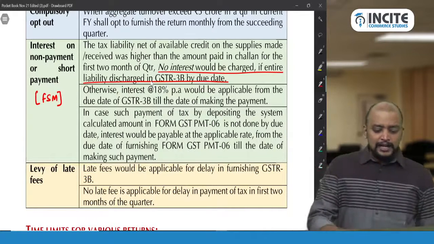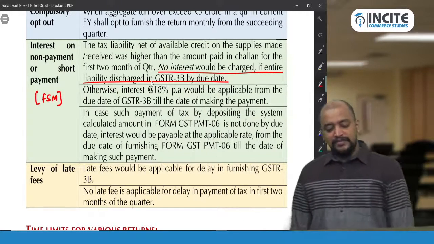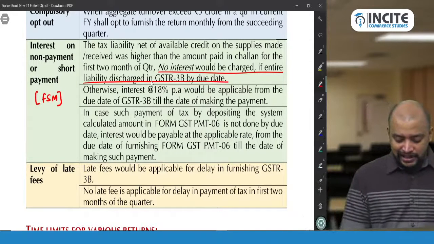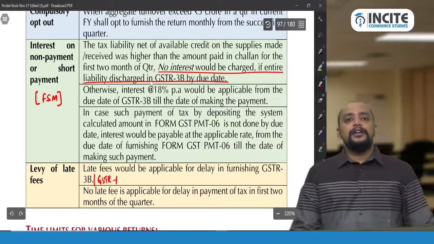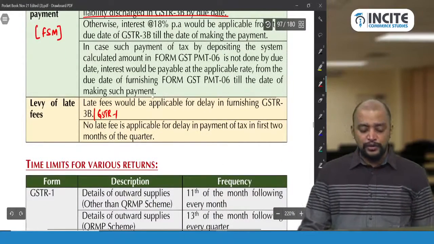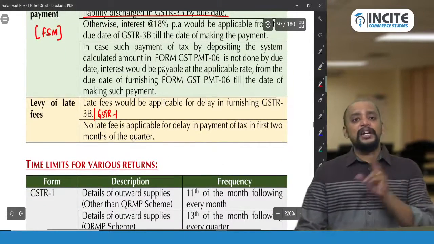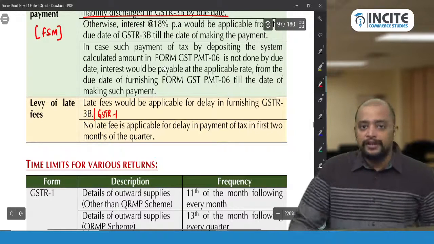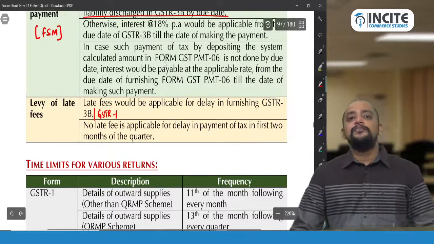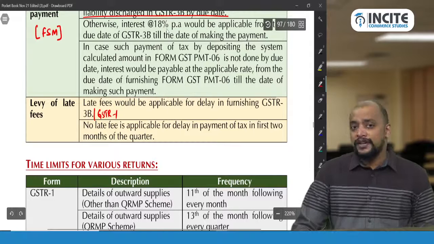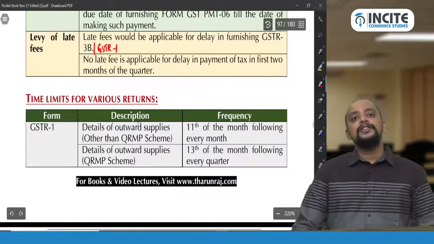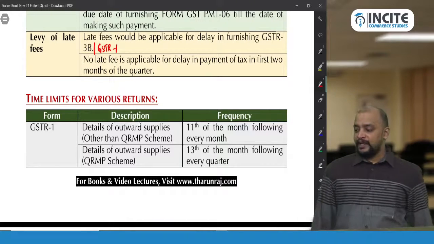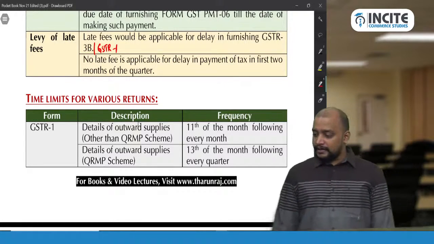Then, will late fee be applicable here? Yes, late fee will be applicable for delay in furnishing GSTR 3B or GSTR 1. But for delay in payment of tax, there is no late fee. So only for 3B and 1. For IFF or for monthly payment, there is no late fee. Only for delay in filing GSTR 1 or 3B, there will be late fee. So this is about QRMP. And let's quickly complete the answers.